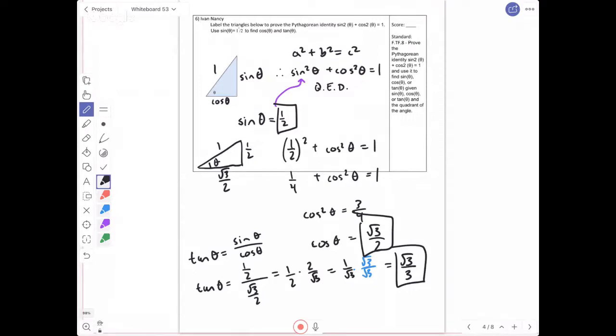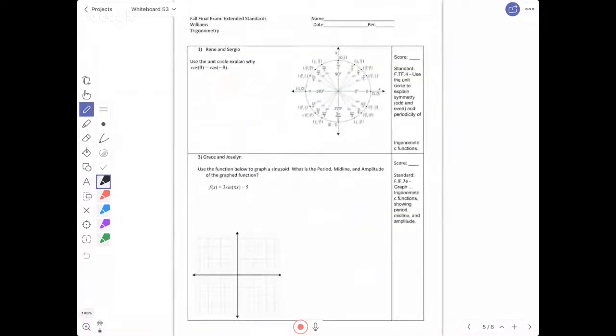Okay, those are the core standards. Any questions on the whole core standards test? Okay, cool. On to the extended standards. This one by Renee and Sergio.